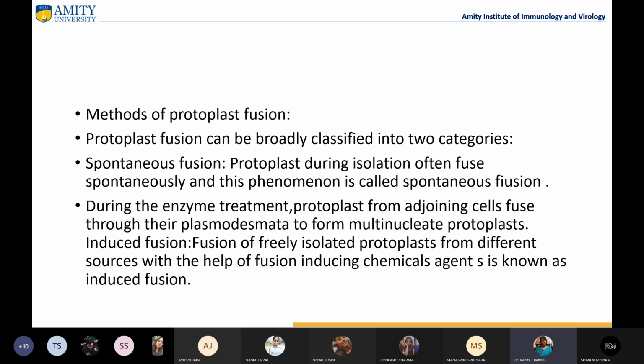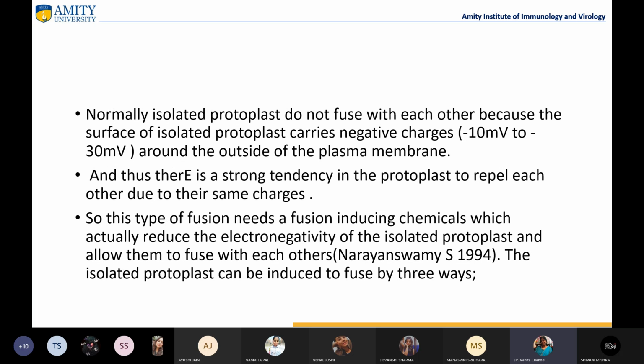During the enzyme treatment, protoplasts from adjoining cells fuse through their plasmodesmata to form multinucleate protoplasts. Then there's induced fusion: fusion of freely isolated protoplasts from different sources with the help of fusogens, or chemicals, is known as induced fusion. So there is spontaneous fusion and induced fusion.